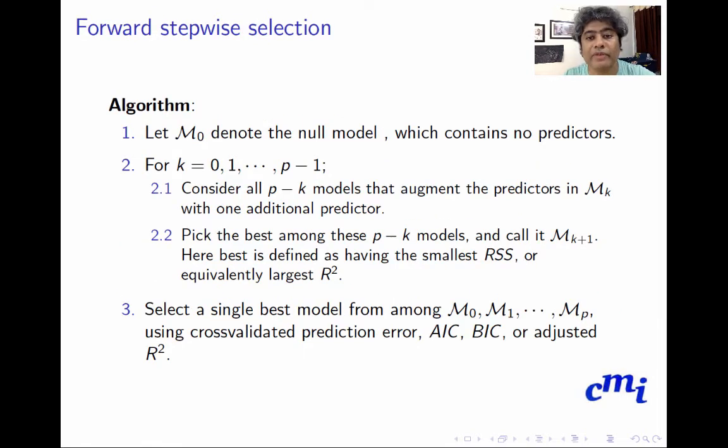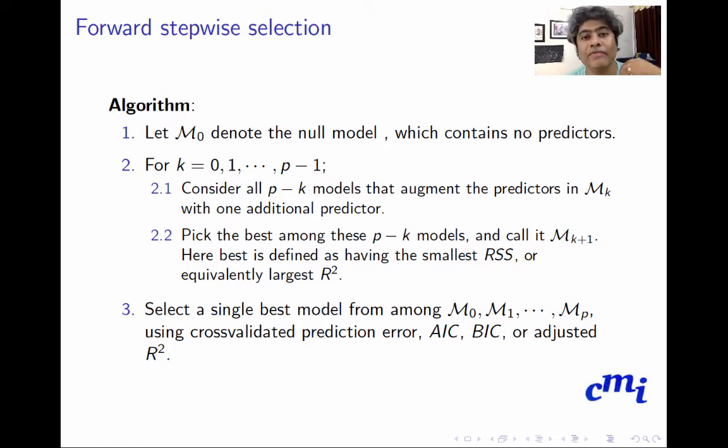So people have come up with a shortcut, a little greedy algorithm called forward stepwise selection. What it does is you start with the null model, M0, which contains no predictor. Then you move from k equals 0 to p minus 1: consider all p minus k models that augment the predictors in Mk with one additional predictor.